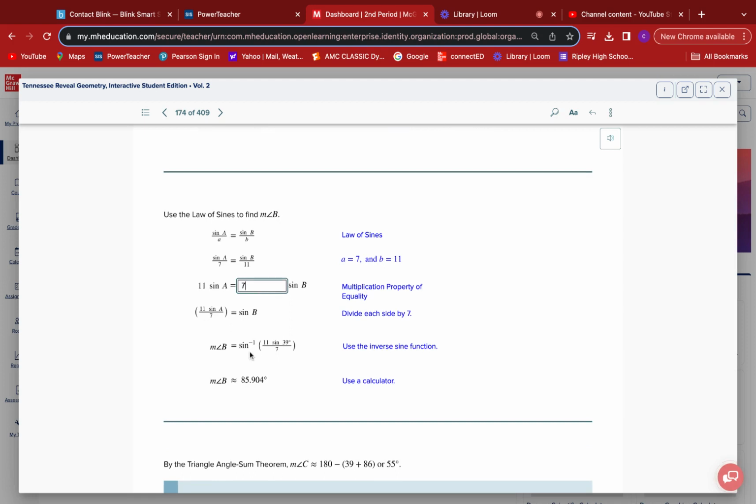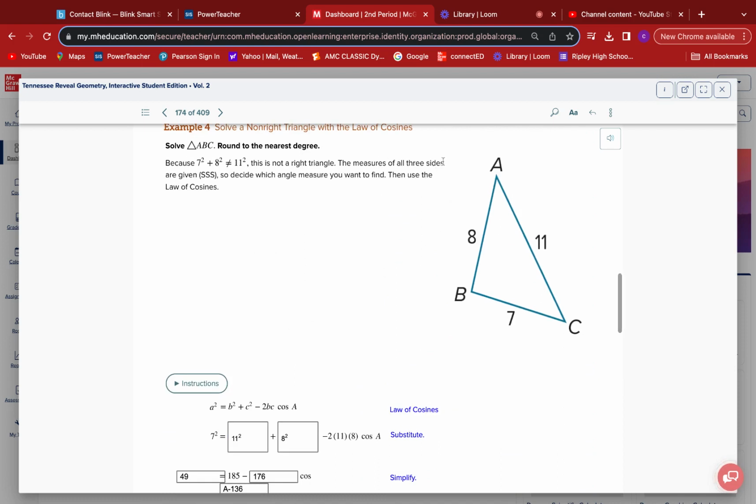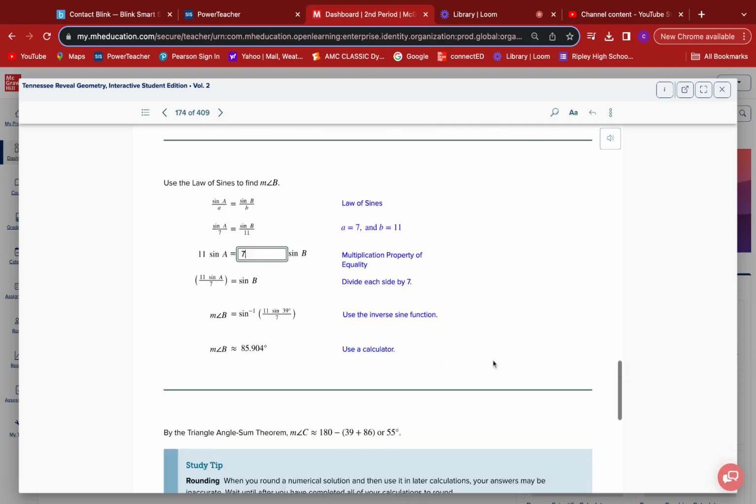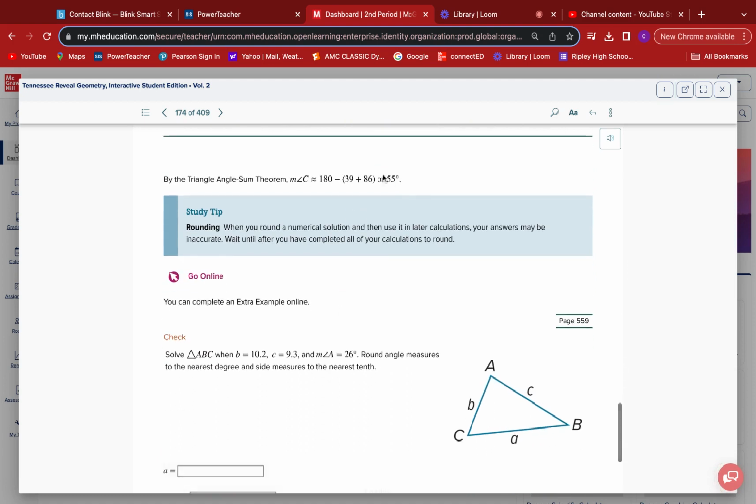Do inverse sine of this ugly mess. And you get 85.9 degrees. And that's angle B. So now we have angle A and we have angle B. And we need to find angle C. Well, what do 3 angles of a triangle add up to be? Oh, somebody please tell me you know it's 180. 180 minus the 2 you have is angle C. So angle C is 55 degrees.